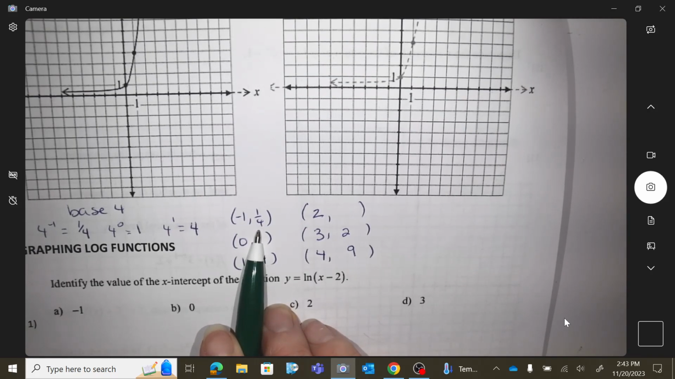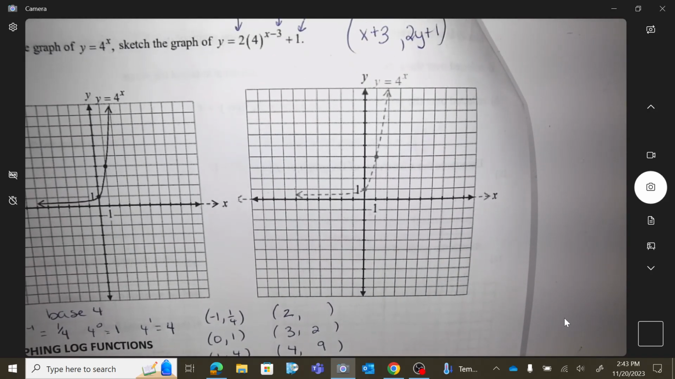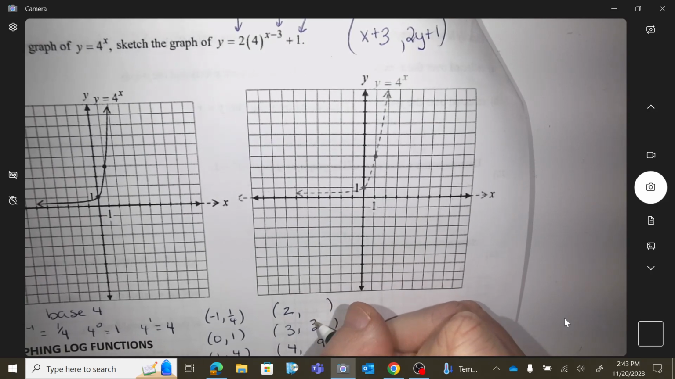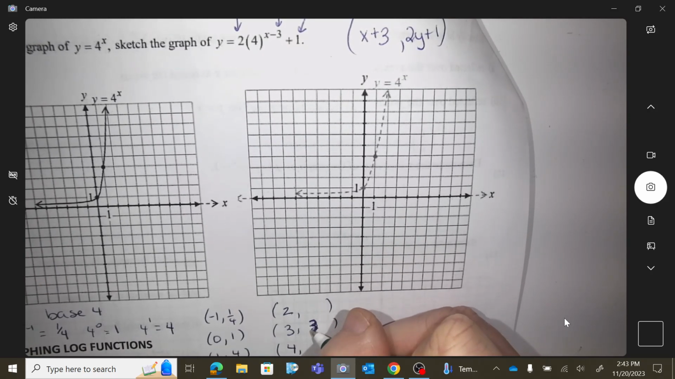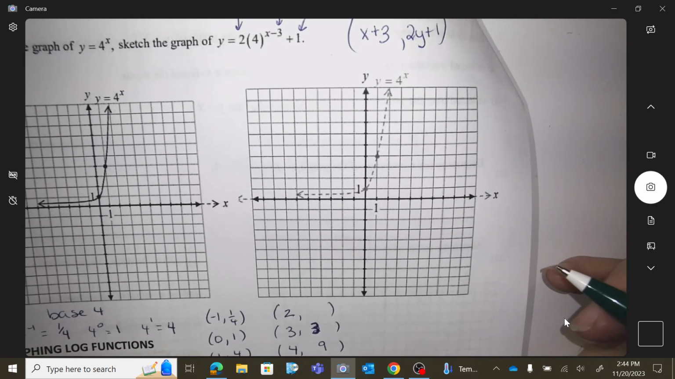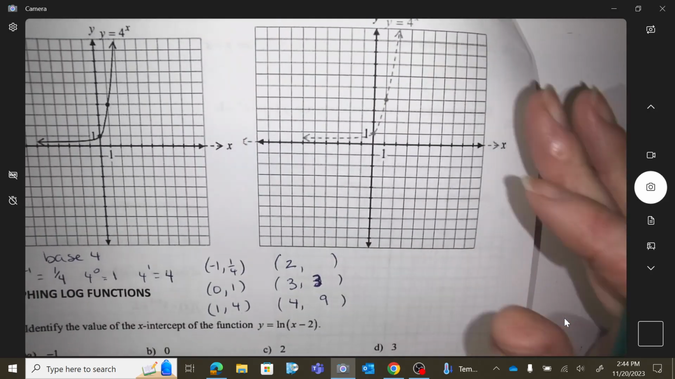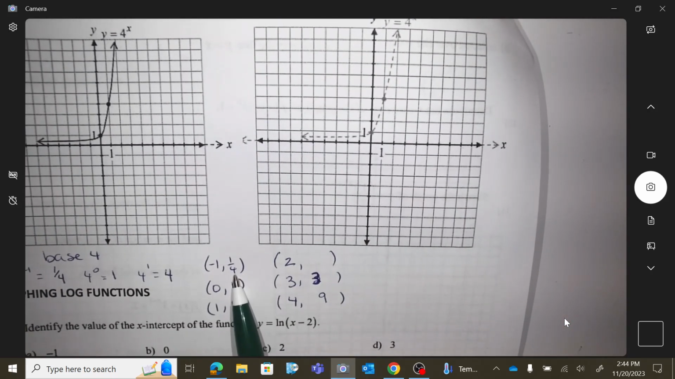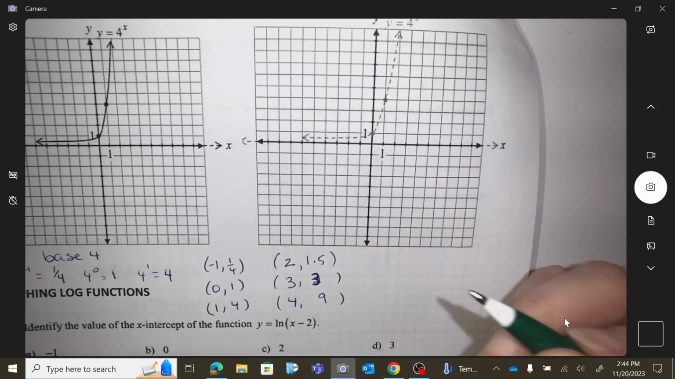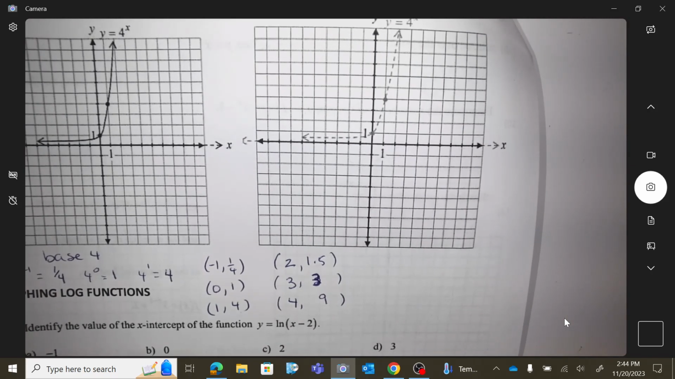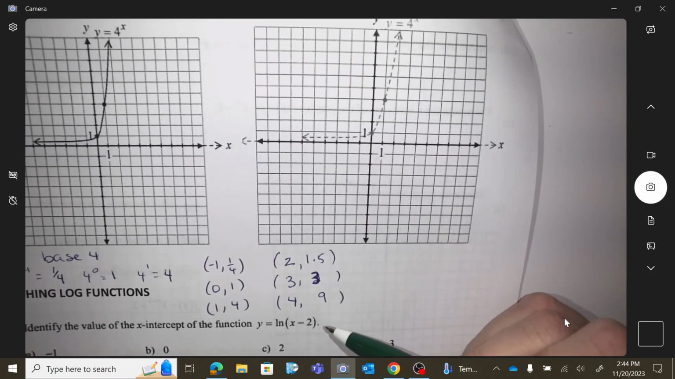2 times a, well, what? 3? Is that what I'm supposed to be at? 2 times 1 is 2. Plus 1 is 3. Is that better math? And 2 times a quarter, half, plus 1 is 1.5. So I need you to graph me these 3 coordinates.